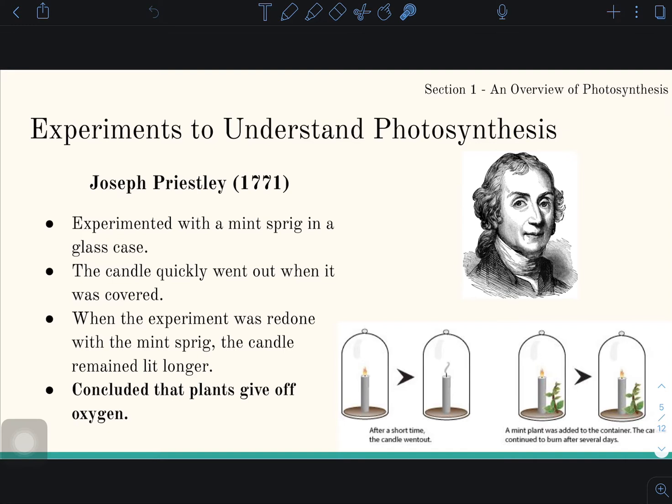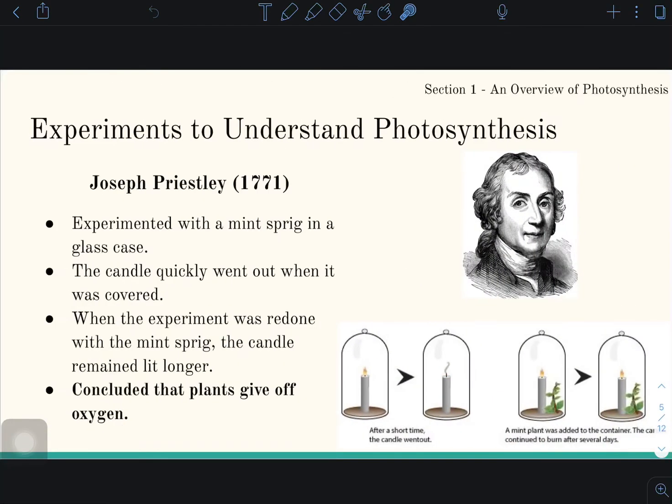That's some candle, because most candles will only burn for hours, not days. But that's what the caption says, and I'm not exactly sure where we got this caption. But the key is the candle remained lit longer. So Priestley came up with this conclusion that plants give off oxygen. Because if we burn a candle, it needs oxygen in order to burn, but once the oxygen runs out, the candle goes out. The fact that this candle remained lit meant that the plants were giving off that oxygen.